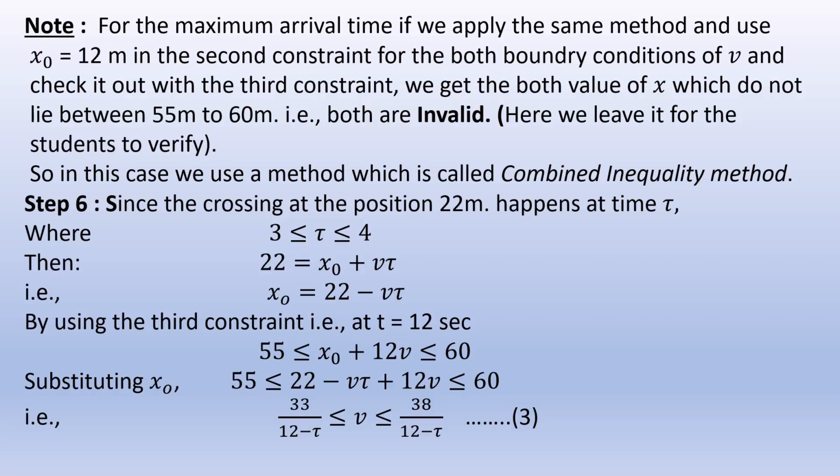Now we come to step 6. Since the crossing at the position 22 meter happens at time tau, where tau lies between 3 second to 4 second, and then using the equation 22 is equal to x naught plus v into tau, it means x naught is equal to 22 minus v into tau. By using the third constraint, that is at t is equal to 12 second, we get x naught plus 12v lies between 55 meter and 60 meter, and after substituting x naught, we get 22 minus v into tau plus 12 into v lies between 55 meter and 60 meter, that is, v lies between 33 upon (12 minus tau) and 38 upon (12 minus tau), and this is our equation 3.